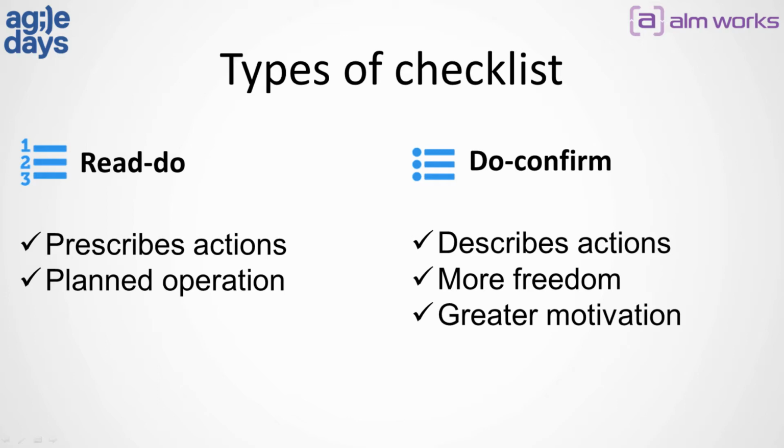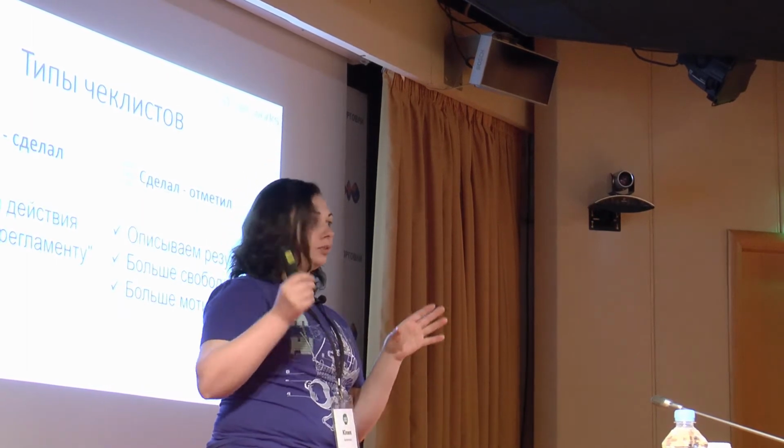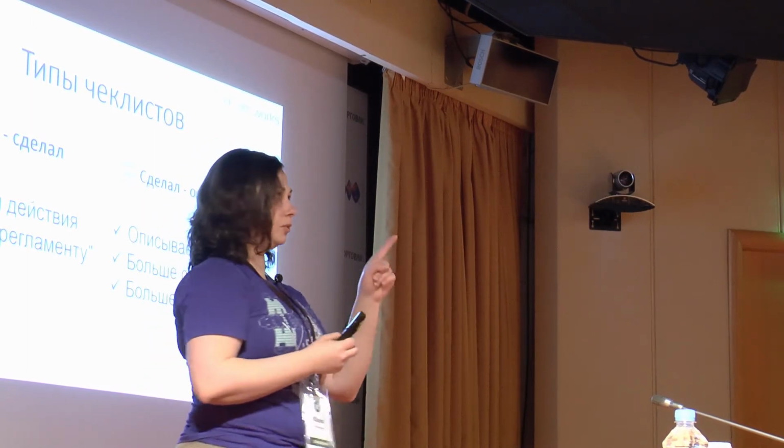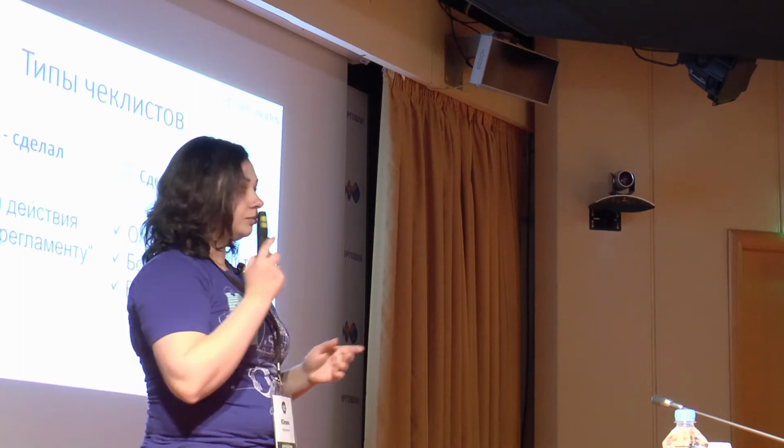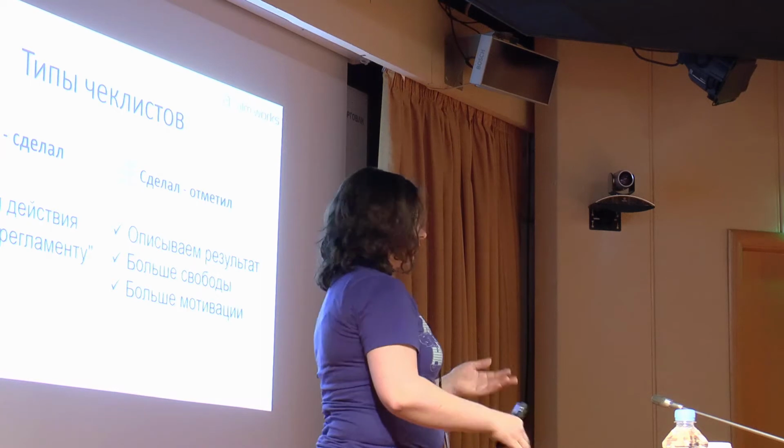With this type, you compare what you observe with what is described in the checklist, and either confirm that everything was done correctly or take remedial action if it wasn't. The second type of checklist gives more freedom and more room for creativity.